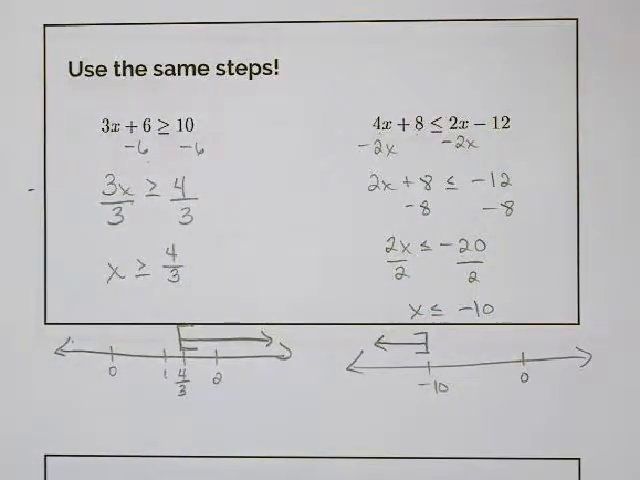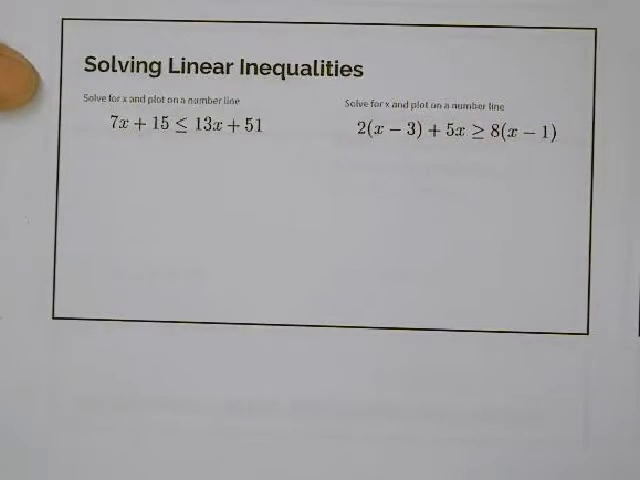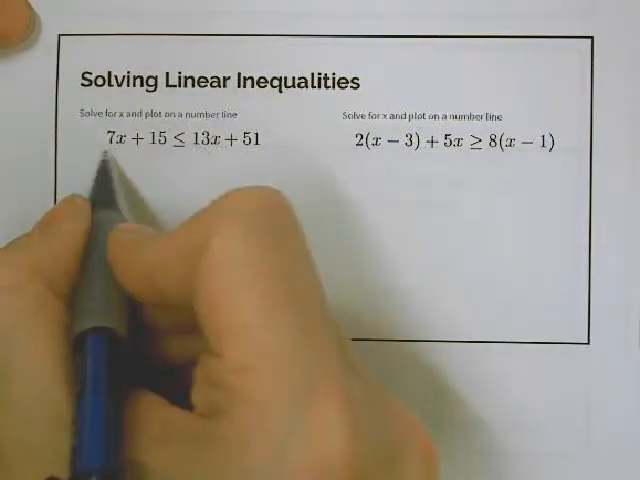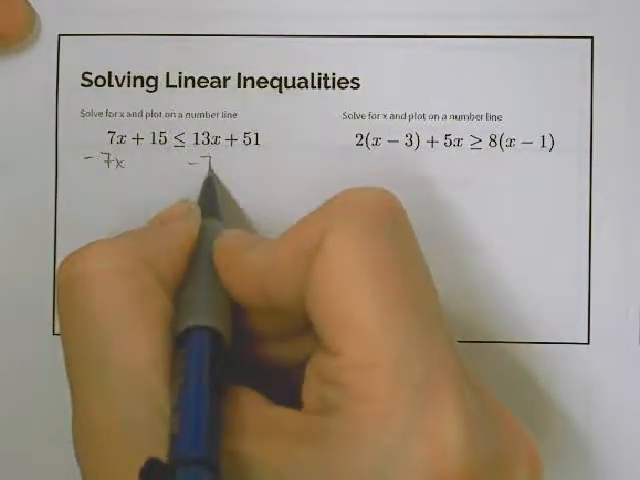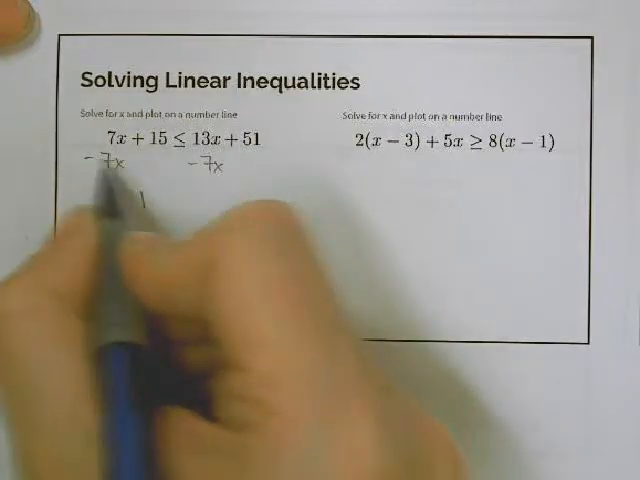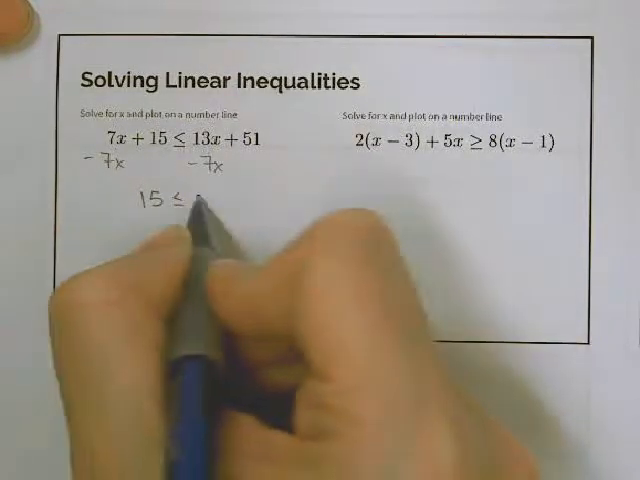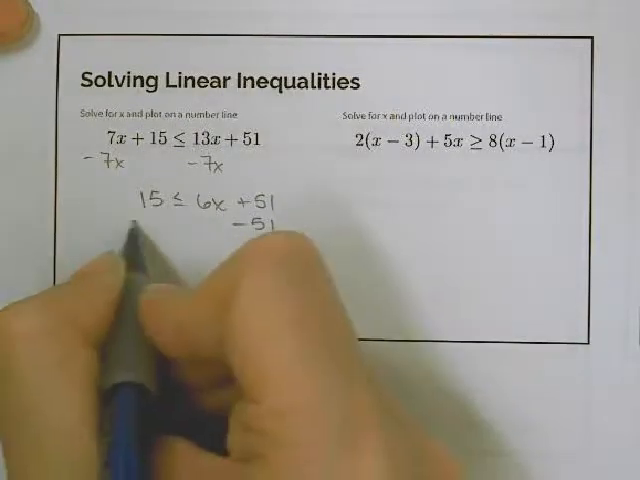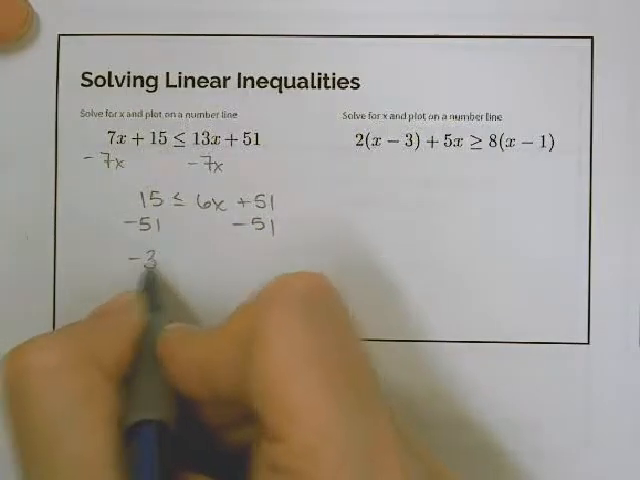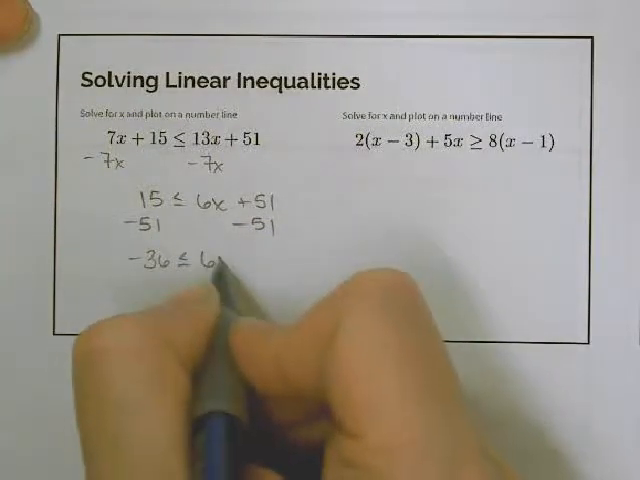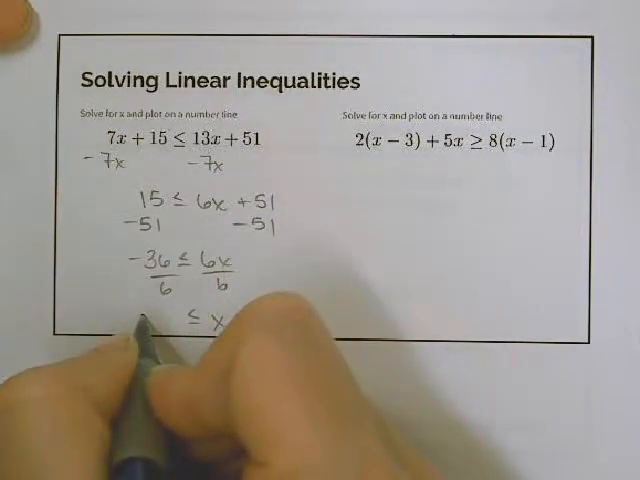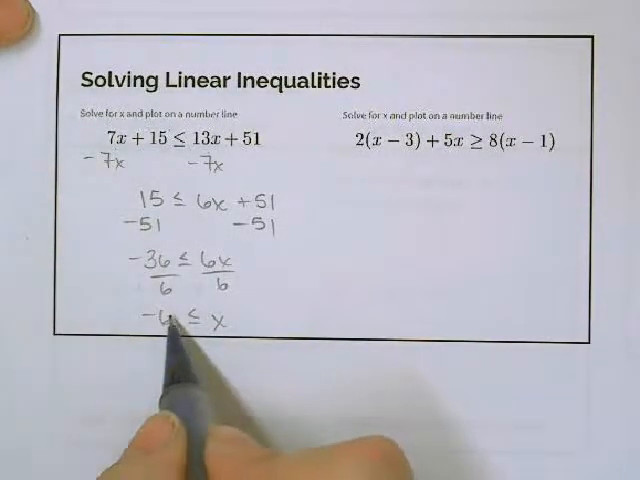A couple more examples. Smaller of the two variables again, negative 7x, or minus 7x, so 15 is less than or equal to 6x plus 51. Subtract the 51 to get the x by itself, so negative 36 is less than or equal to 6x. Divide by 6, and I have x is greater than or equal to negative 6, otherwise known as negative 6 is less than or equal to x.